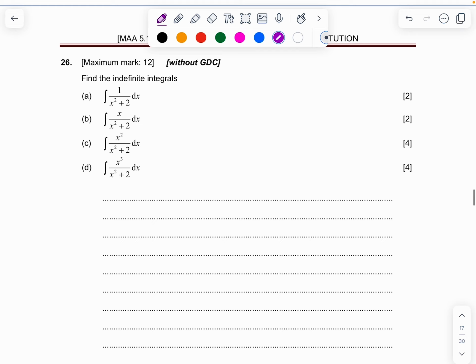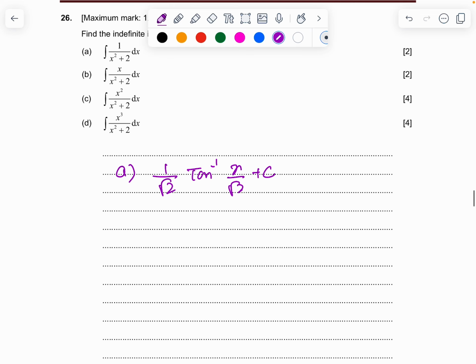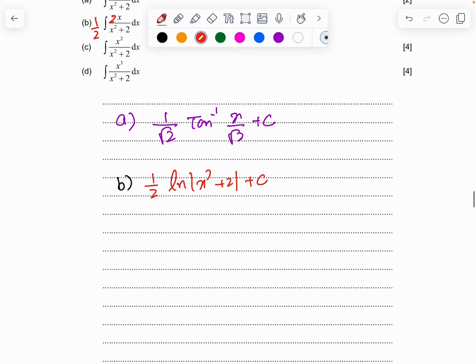So based upon that formula, we can directly write it out over here for question number 26. It is 1 upon a tan inverse of x upon a plus c. For part B, a 2 is missing, so multiply and divide by 2. So 1 upon 2 ln of x square plus 2 plus c. Now part C.